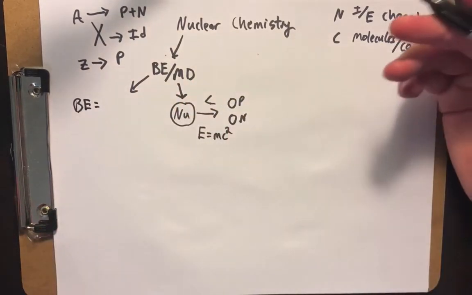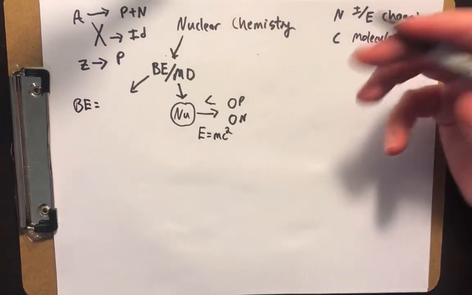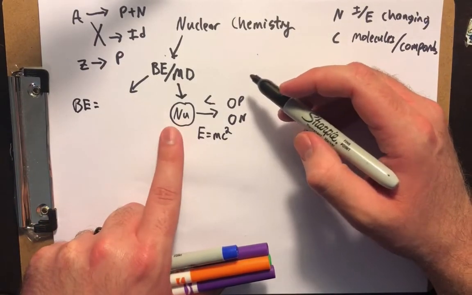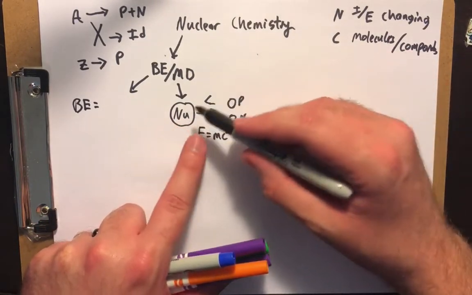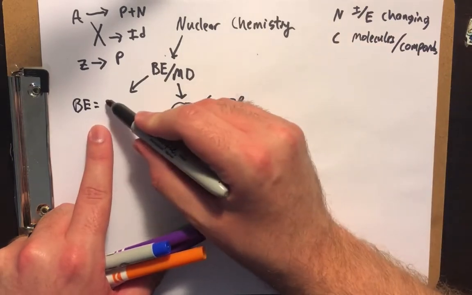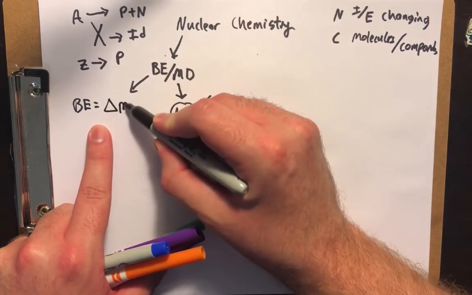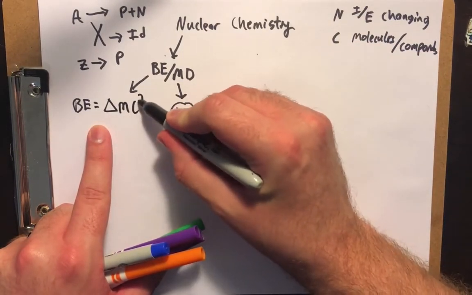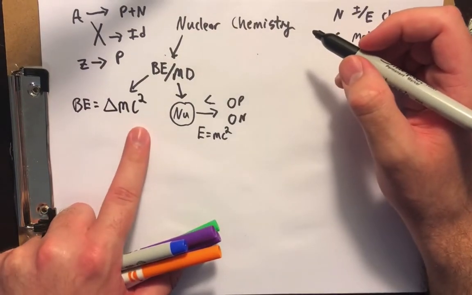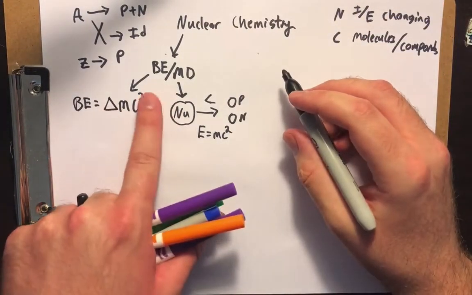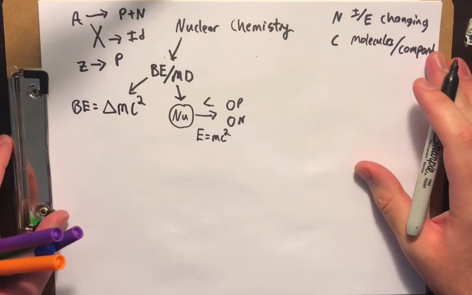Binding energy, you could think of it as the energy required to overcome the strong nuclear force, the energy required to break apart this nucleus. And so that is going to be dependent upon the change in your mass, obviously converted by the speed of light. That's just a conversion factor. And in the next video, we'll work on some specific problems about this. This is more so just about understanding the concepts.